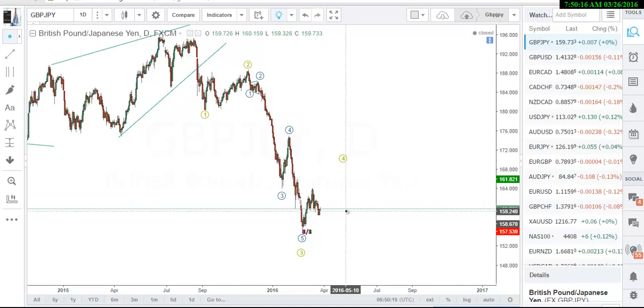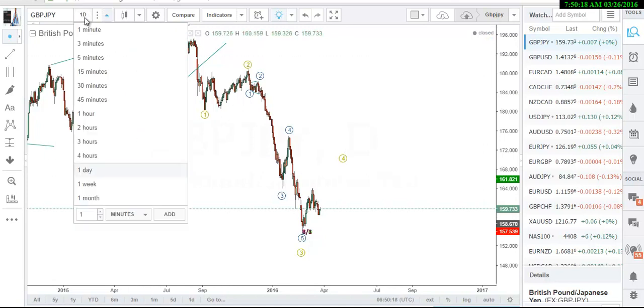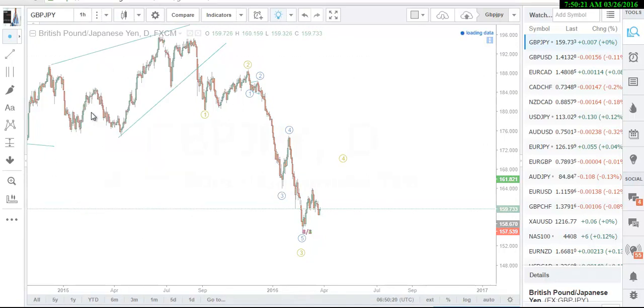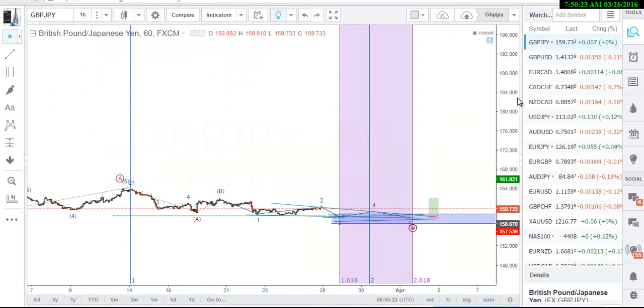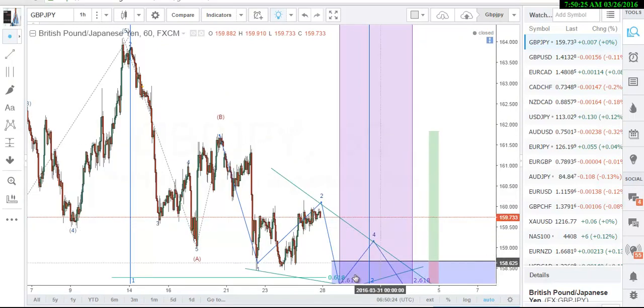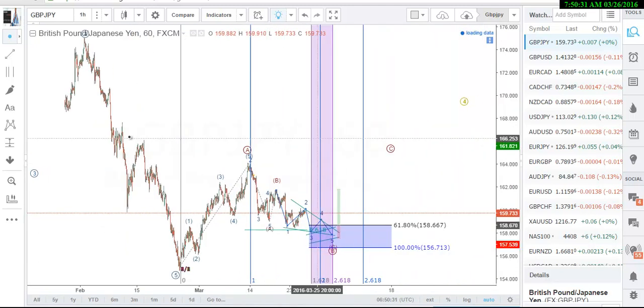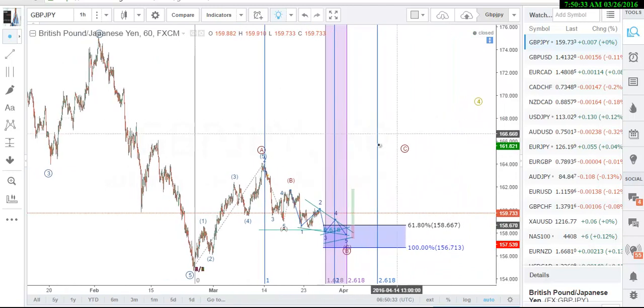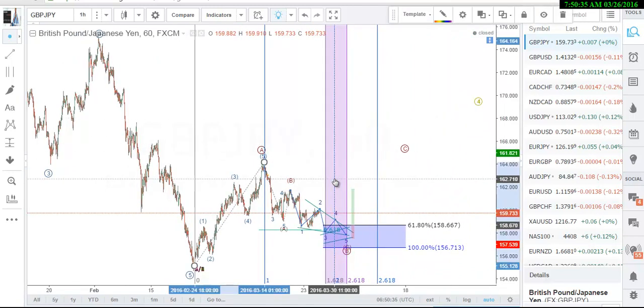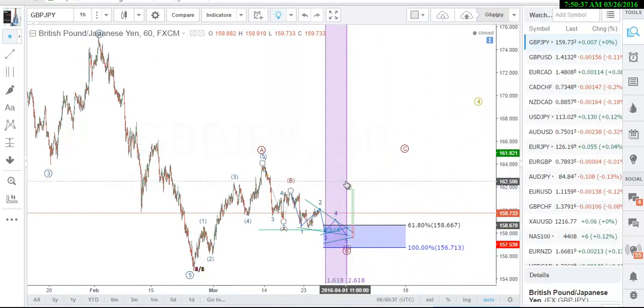So how do we take advantage of this information? Going to the 1 hour chart, let me zoom it. Okay. All right. So in the 1 hour chart, let me remove all this first, so that you can see it clearly.